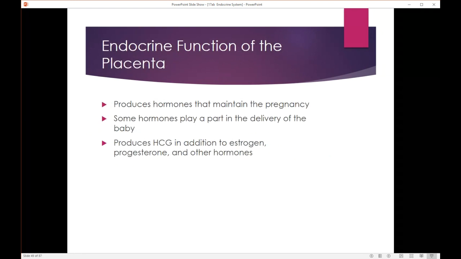And then the placenta. So again, this is only going to be the case during pregnancy, but they produce hormones that maintain the pregnancy.